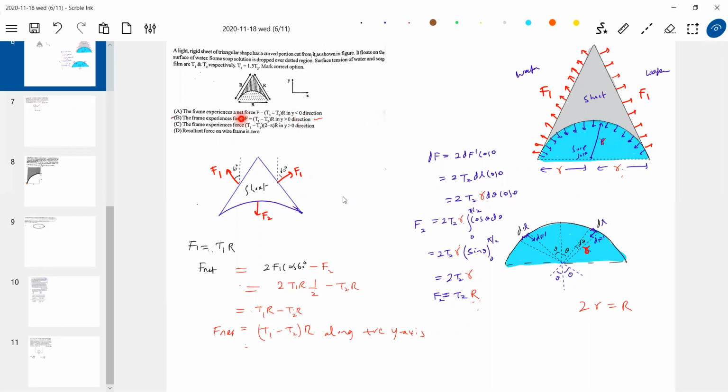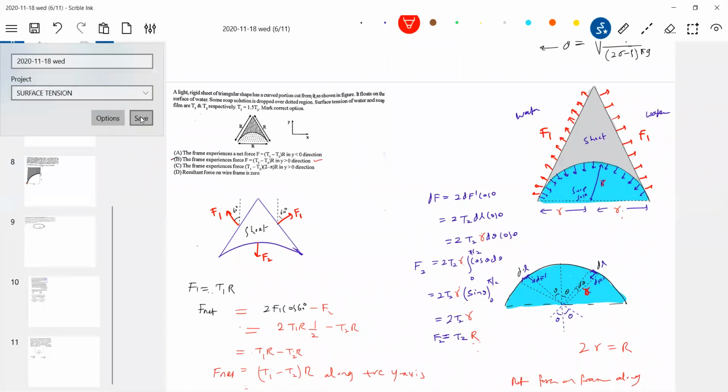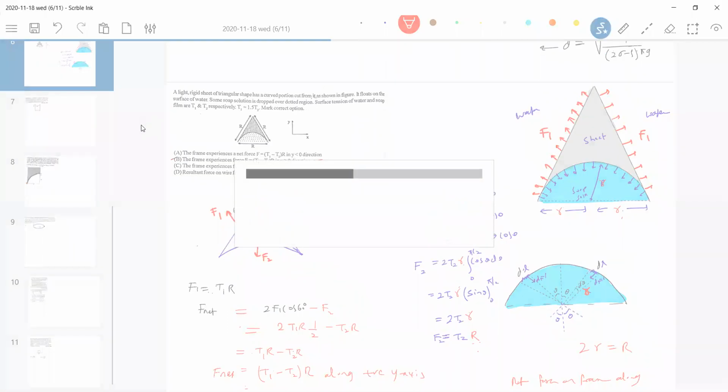Now, what about the resultant force on the wire frame being 0? Okay, not possible. What about along the x-axis? The net force on the frame along the x-axis must be 0. So still, just make an observation. I'll give one more idea so that it'll become very firm for you.